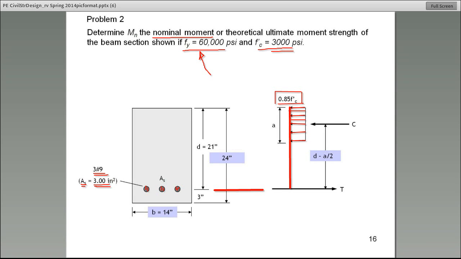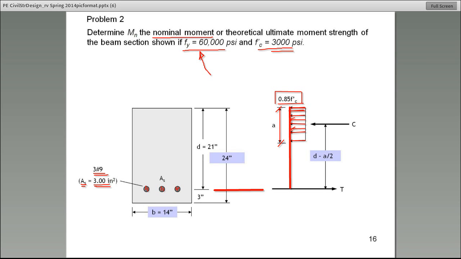And we are showing it acting or pushing on the cross section because that's in compression. All right. Now each one of these stress lines has a magnitude of 0.85 times F prime C. Now the other thing I want you to do is identify this dimension as small a, lowercase a.